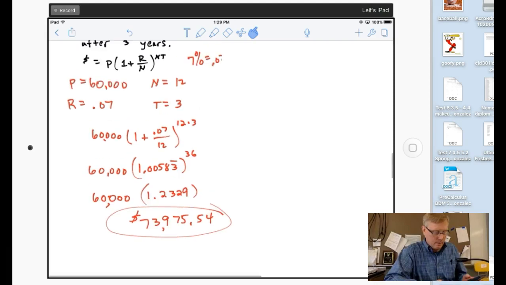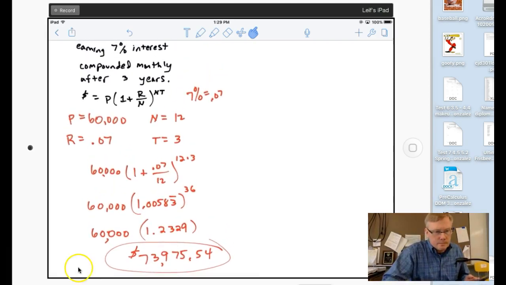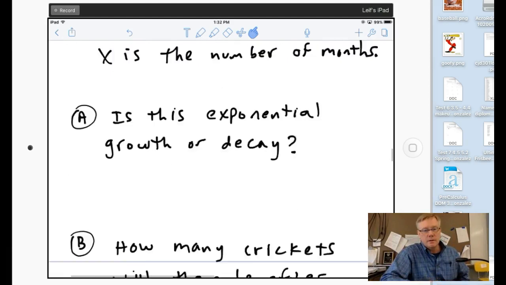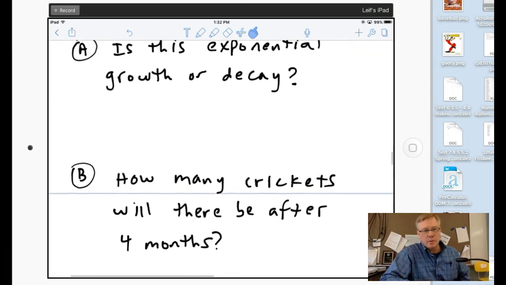Okay, last problem. A population of crickets is given by the equation y equals 200 times 1.5 to the x, where x is the number of months. A, is this exponential growth or decay? And B, how many crickets will there be after 4 months?